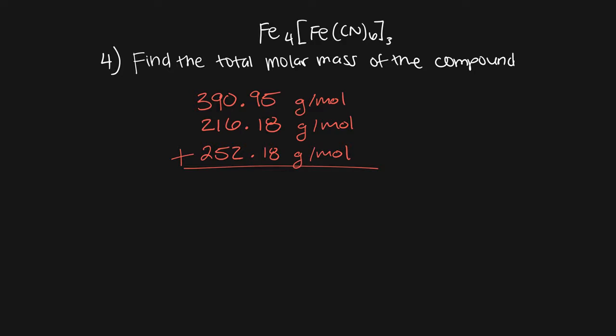First we start with the 390.95 grams per mole, which is from iron. Then we add it to the 216.18, which is from carbon. And then we add that to the 252.18, which is from nitrogen. When we add these together, we get 859.31 grams per mole for our total molar mass.